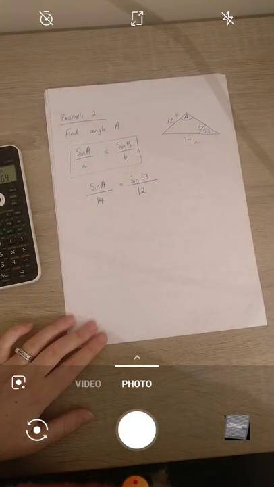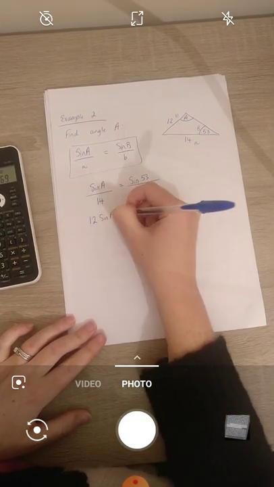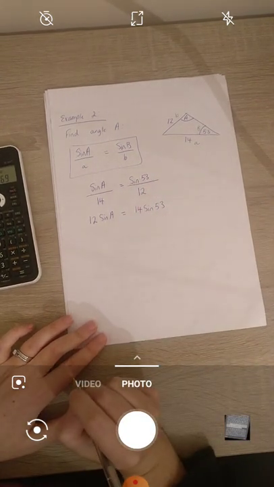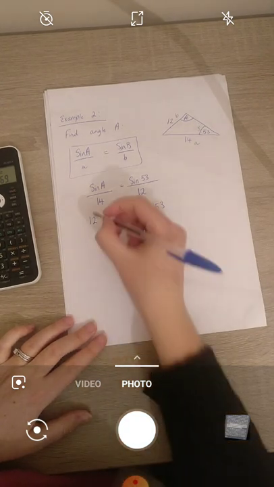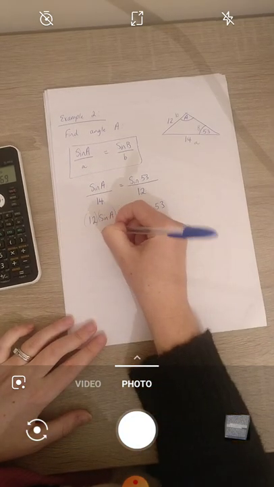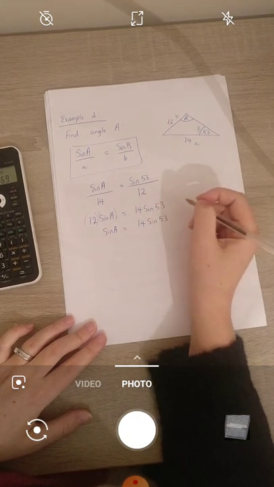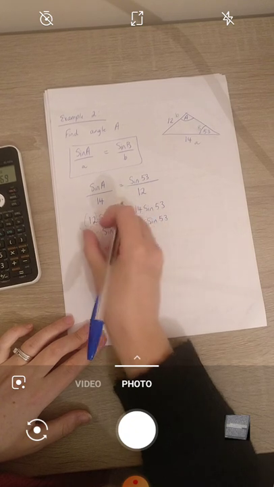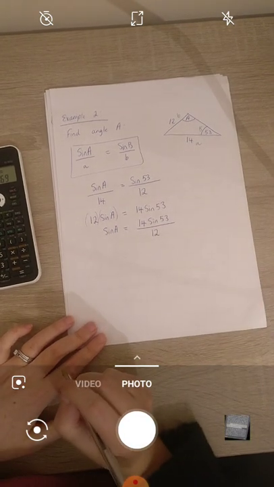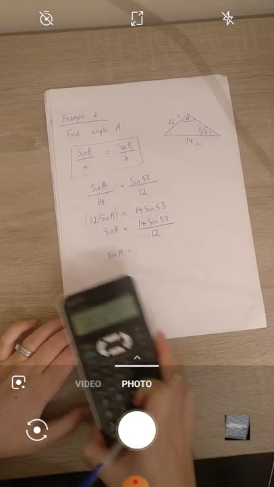Now we're going to follow the same principle here. We're going to cross multiply. So I end up with 12 sine of A equals 14 sine of 53. Now, remember this is 12 times sine A. I'm going to leave sine A on the left on its own for the moment. I have 14 sine of 53 on the right, and if I bring that 12, which is being multiplied on the left, if I bring it over, it's now being divided on the right hand side. And I'm actually going to put all of that right hand side into the calculator here.